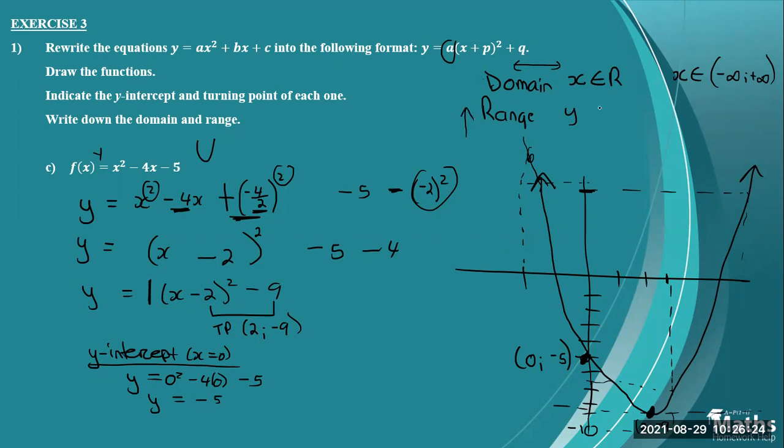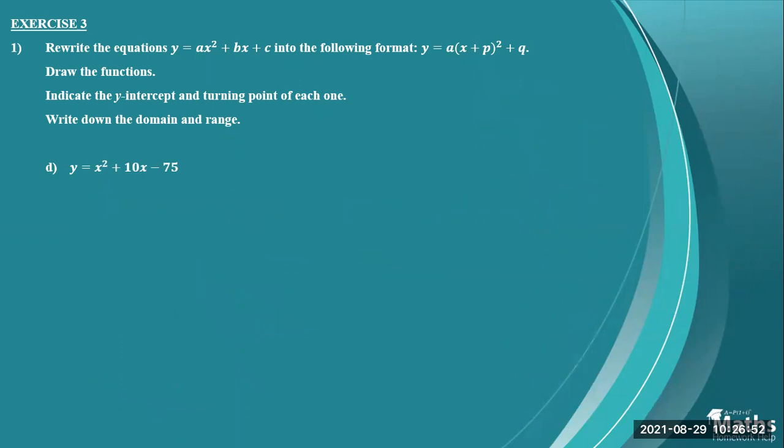So for the range, we're going to say y is bigger or equal to -9, because from -9 we're going to go up for the y values. Or you can say y is an element of [-9; ∞) with a solid bracket at -9. So it's -9 to positive infinity, solid bracket. Right. Next one.